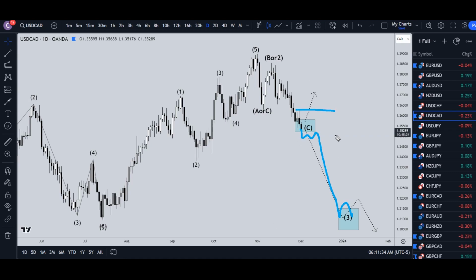If it breaks structure to the upside now, like if it turns up and breaks structure, then I would definitely change that to a wave C. But as of right now, I think we're in a wave 3 and I believe it's going to go down to this area. This is going to be a 1, a 2, and a wave 3 of this brand new downtrend I was seeing on the much longer time frames.